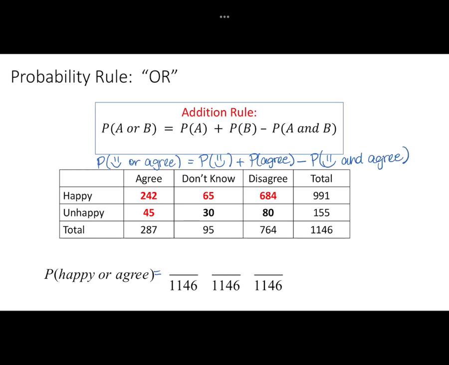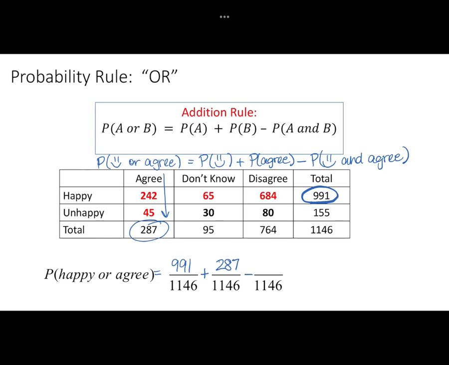Okay. The probability of happy, I'm going to look at my happy row and find the total number of happy, 991, and divide by the total in my sample. And then I want to add the probability of agreeing. Agree is this first column. The number that agreed was 287. So 287 over 1146 is the probability that someone agrees. And then I need to subtract the probability that someone is happy and agrees.